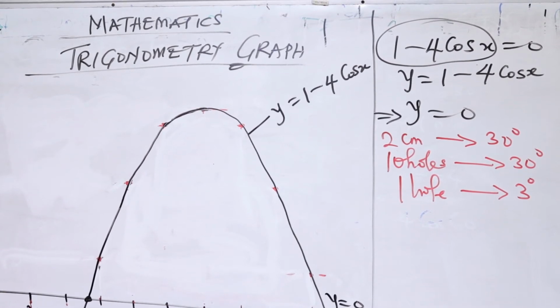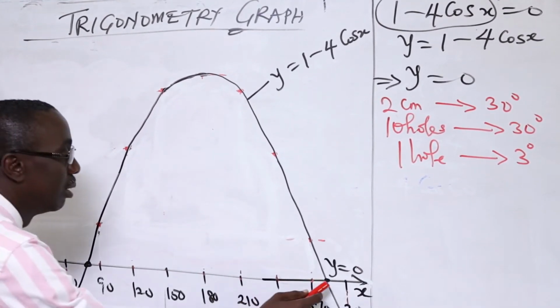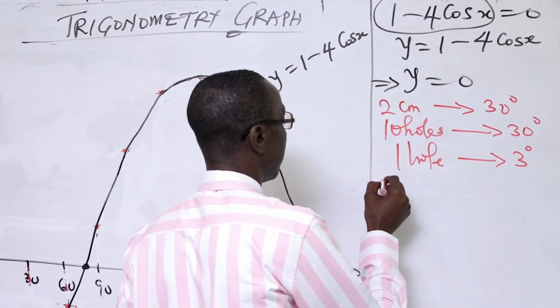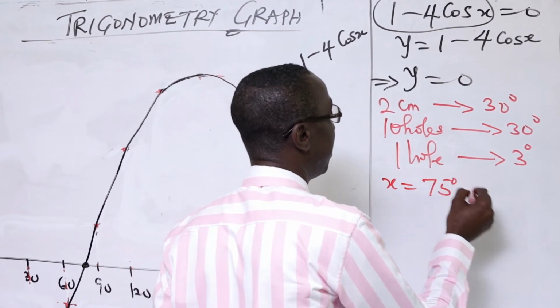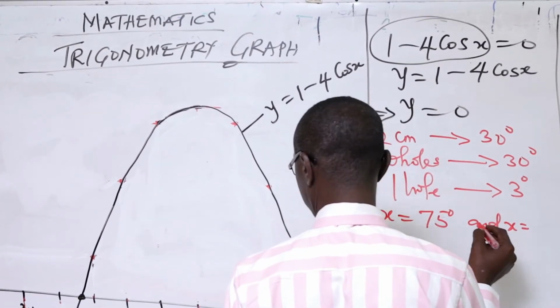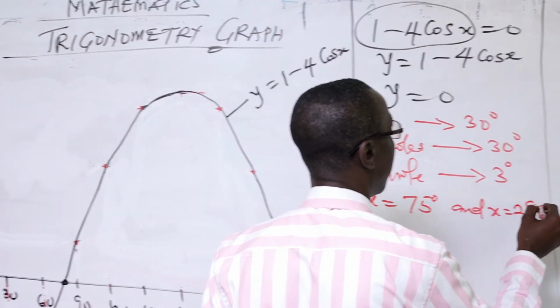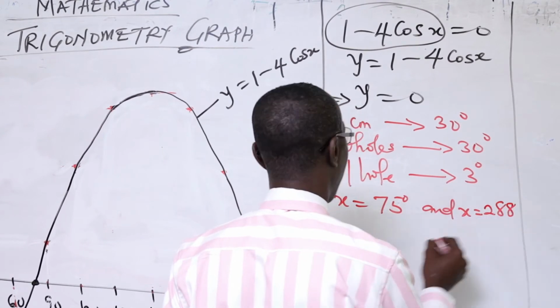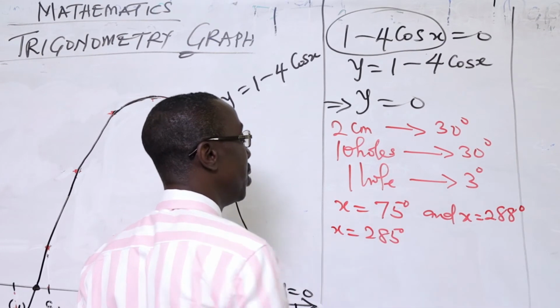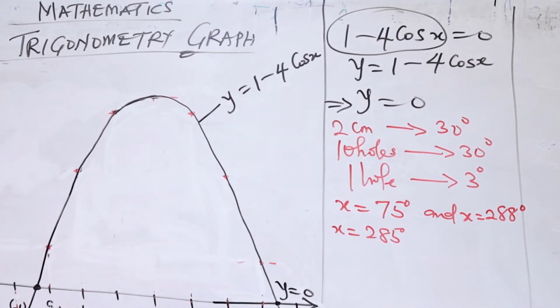All right. So can we please read this value out? Somebody? x is equal to 75 degrees and x is equal to 288. I'm hearing 288. I'm hearing x is equal to 285. Which one is correct? I don't know. Let's confirm who is correct. I told you ways of confirming your answer in the exam. Yes or no? Let's confirm now.